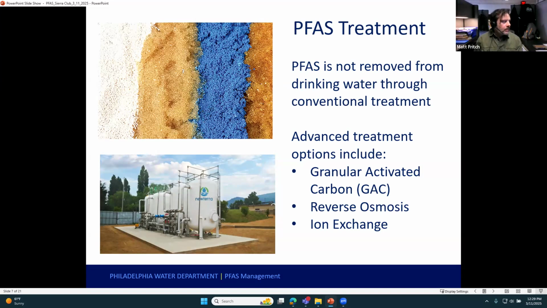Reverse osmosis, which is passing the compounds through a membrane, and then ion exchange, which uses the positive-negative charge of the compounds for removal. There are 2 things that all these treatment methods have in common. A, they're very expensive. B, they are very energy intensive. So when we were talking about a carbon footprint or our greenhouse gas emission goals for our plants, one way to blow those out of the water is to install expensive and energy intensive PFAS treatment.